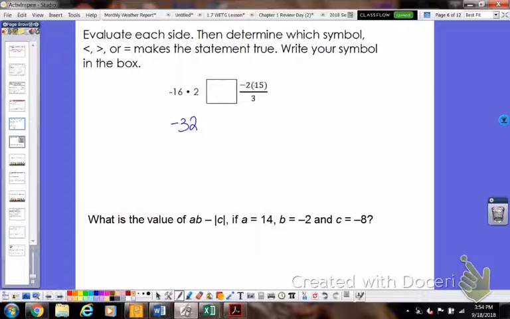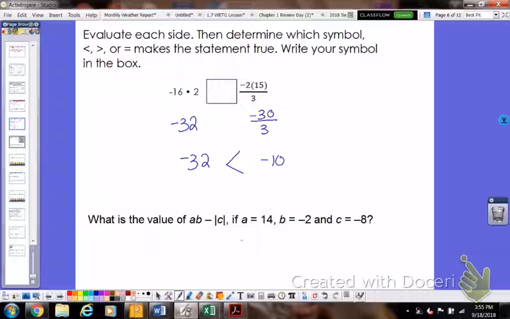Then over on this side, negative 2 times 15. Remember, we want to show each step. Gives us a negative 30 over 3. Bring this down, negative 32. How does that compare to negative 30 divided by 3 gives us a negative 10. Well, if we think about our number line again, which one of these is closer to 0, since they're both negative? Negative 32 is further to the left if you were to count it out on your number line. So negative 32 is less than negative 10. Your final answer is the less than symbol.